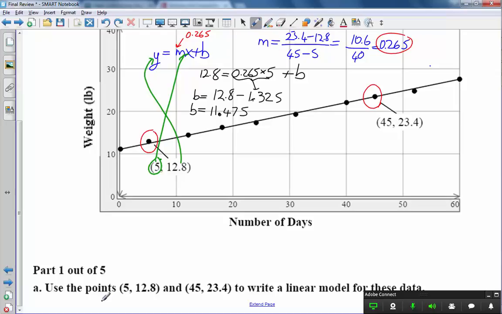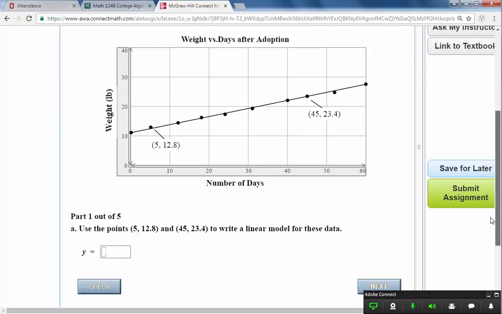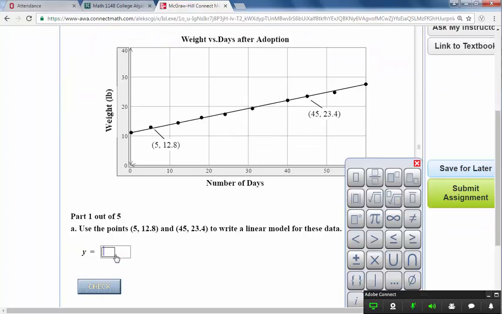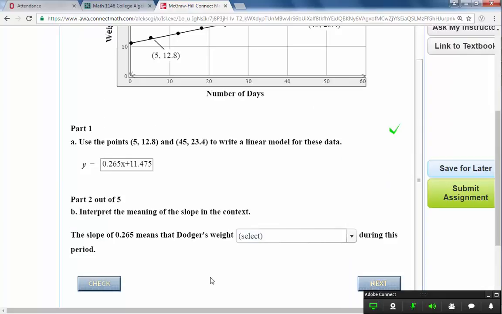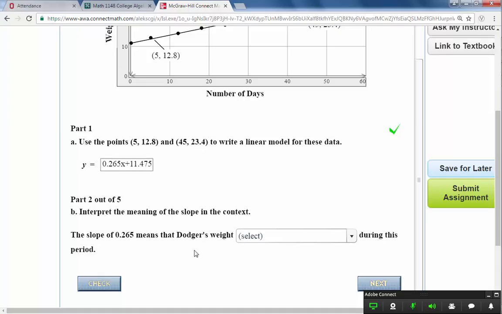Let's try part one. There are 4 more parts though. That was 0.265x plus 11.475. There you go. We found M first, then found B, put them back in, and that's point slope form.